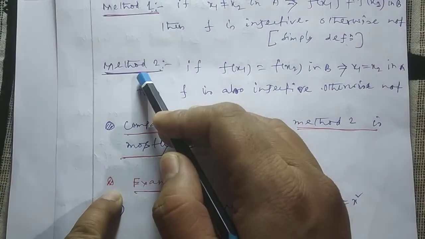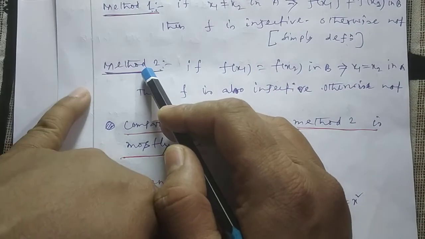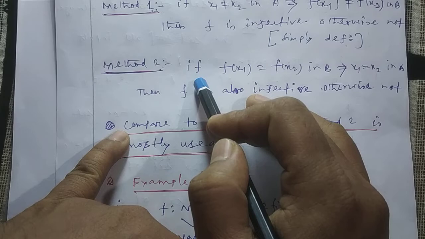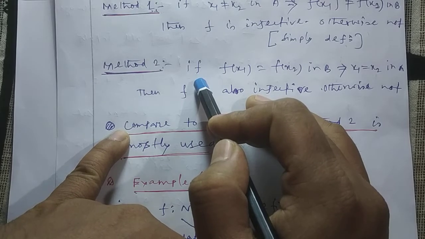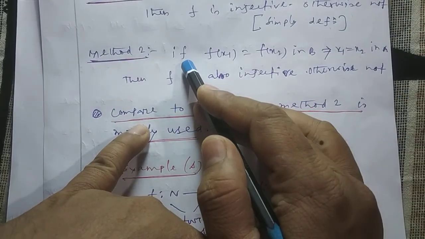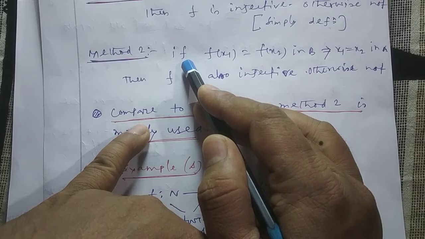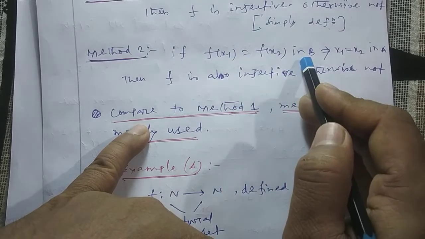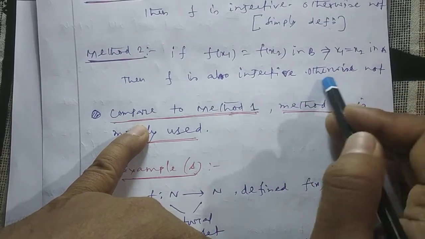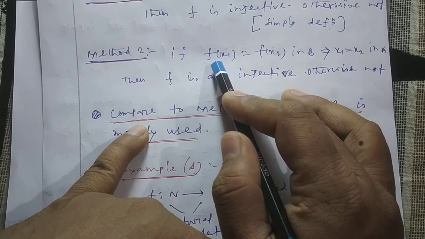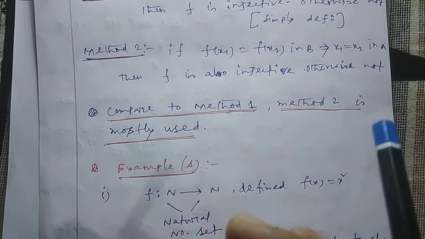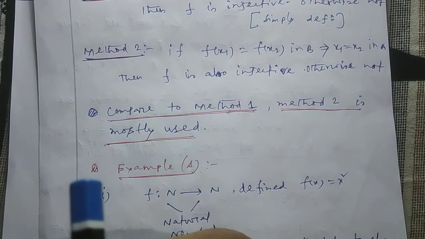Now let us come to method 2. Method 2 is called the contrapositive method. Contrapositive method means here we shall be checking injectivity in the reverse way. How? In this method, if we can prove f(x1) equal to f(x2) in B implies x1 equal to x2 in A, then f will be injective, otherwise not. That means if the same images in B have the same premises in A, then f will be injective, otherwise not.